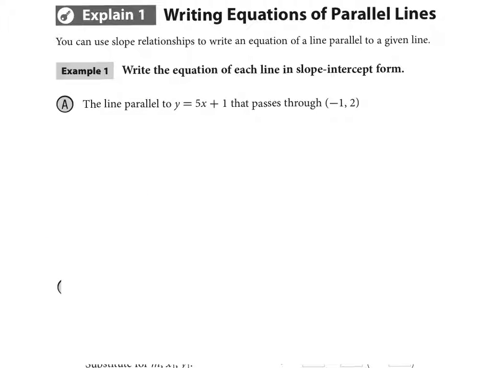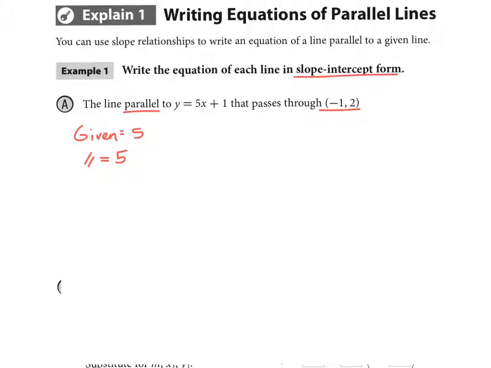All right, so here's our first example. They're telling me to write the equation of a line in slope-intercept form of a line that's parallel to y equals 5x plus 1 and passes through the point negative 1, 2. So the first thing I want you to do any given time is to name the given slope. So our given slope here is 5, and our parallel slope is going to need to be the same as that, which is also 5.